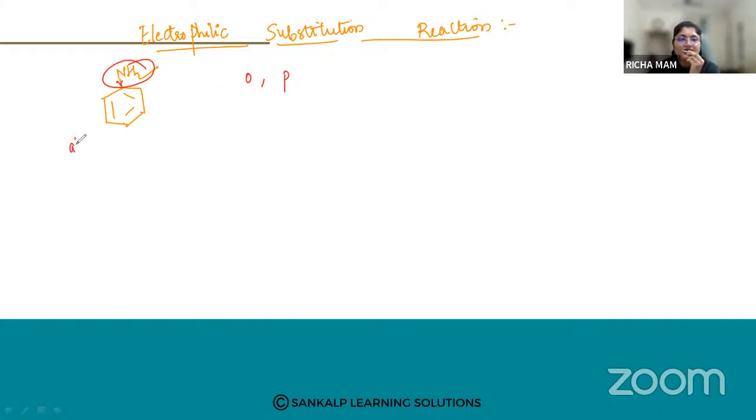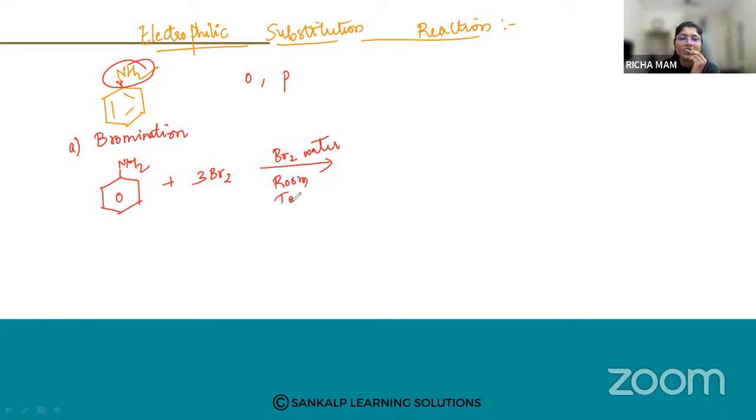Let us see the first one, bromination. We are going to take aniline. How are we going to carry out bromination? We are going to react it with 3Br2 in the presence of bromine water. Aniline reacts with bromine water at room temperature, and it gives you a white precipitate.